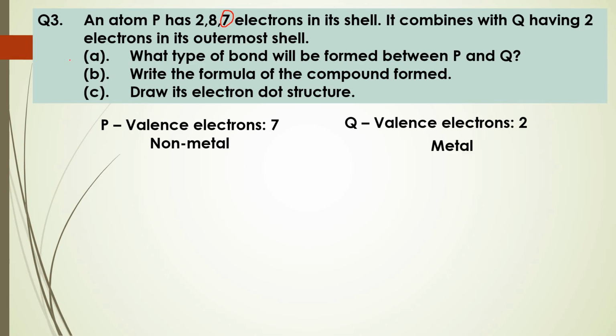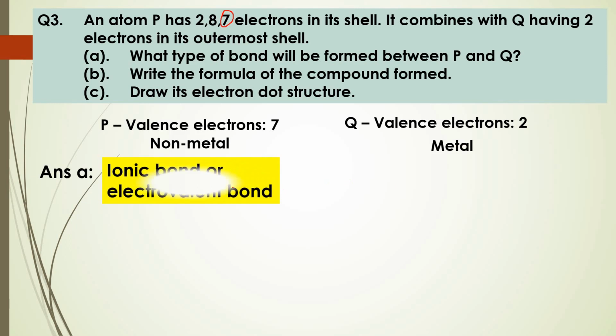So let's go to question A. What type of bond will be formed between P and Q? P is a non-metal and Q is a metal. So what type of bond will they form? An ionic bond. So the answer to question A is ionic bond or electrovalent bond, because P will gain an electron and Q will lose an electron, thereby forming ions. And whenever there are oppositely charged ions, they will form ionic bond.